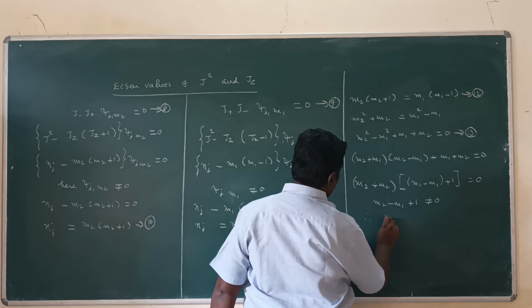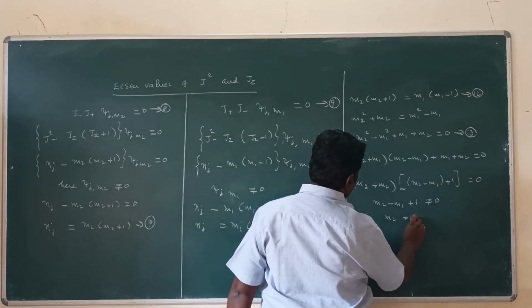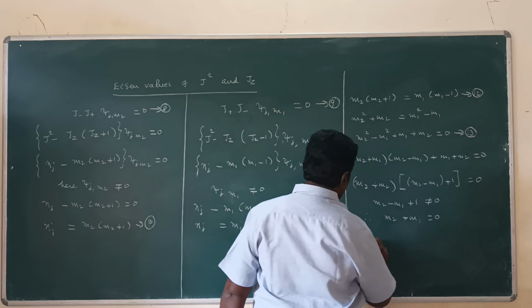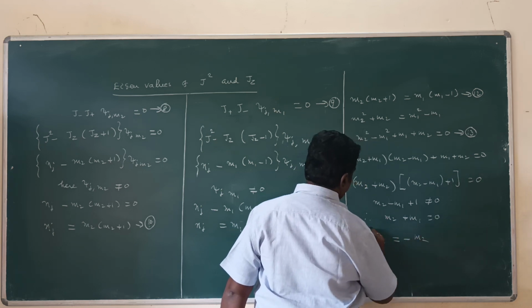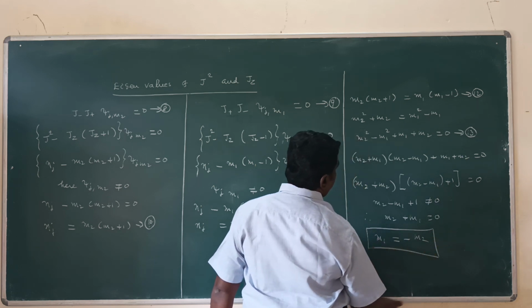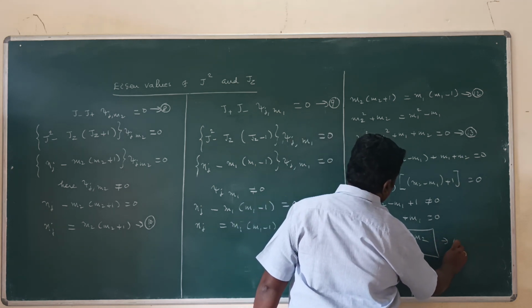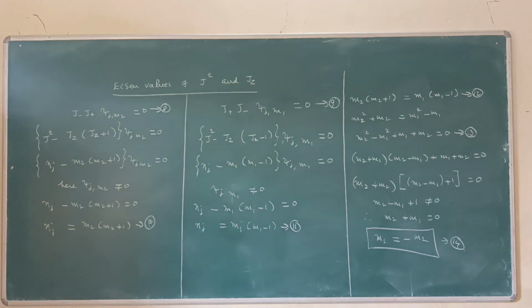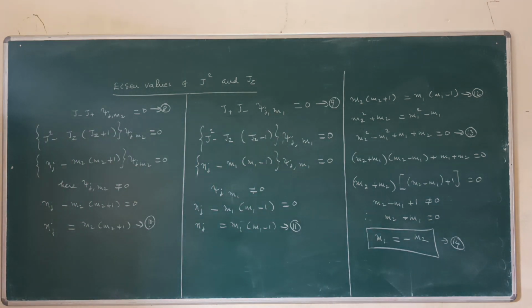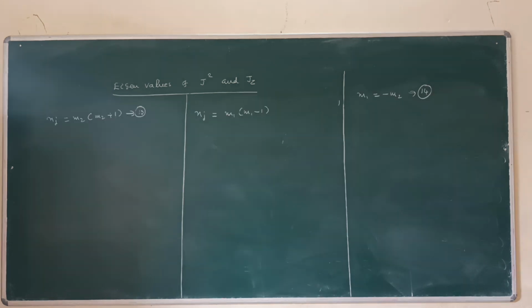Therefore, m2 plus m1 equal to 0. Hence m1 equal to minus m2. This is the conclusion we have arrived at in equation number 14. Here the condition m1 is equal to minus m2 is arrived.